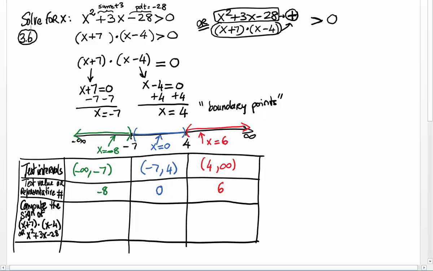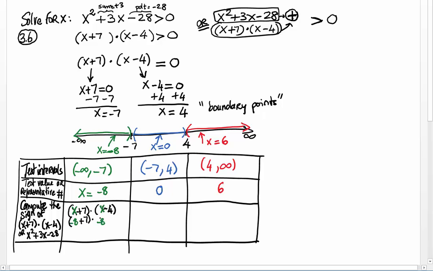So what I'm going to do is the following. I'm going to pick x to be -8, and I'm going to replace that particular value of x in this factored form over here, this product. Instead of x, I'm going to put a -8, and I'm going to see what sign those two parentheses will have. So I put a -8 for x in both of the parentheses.